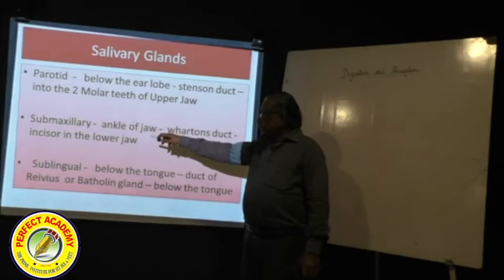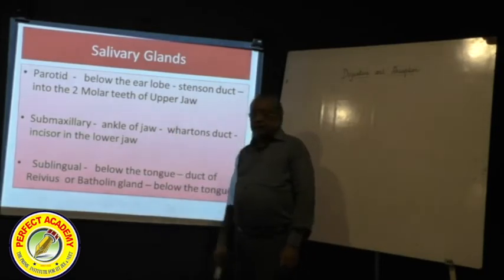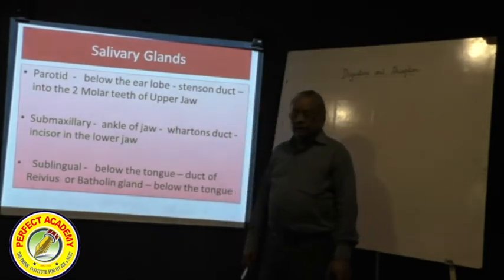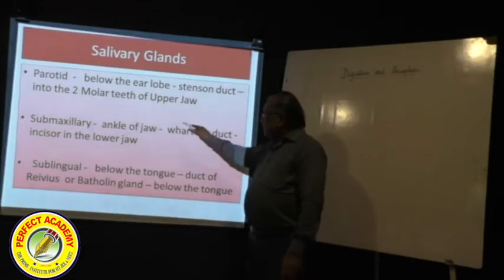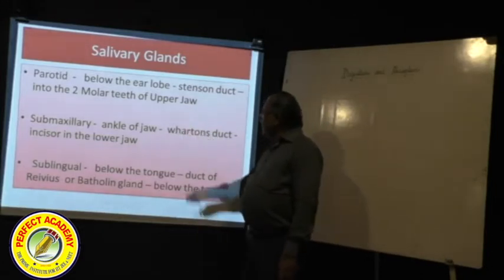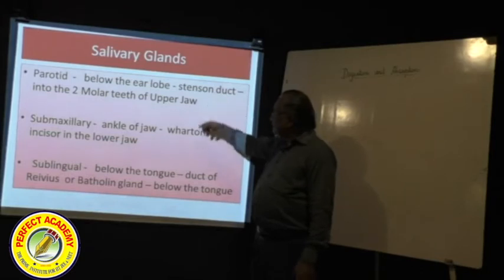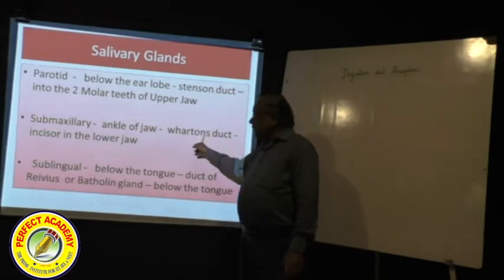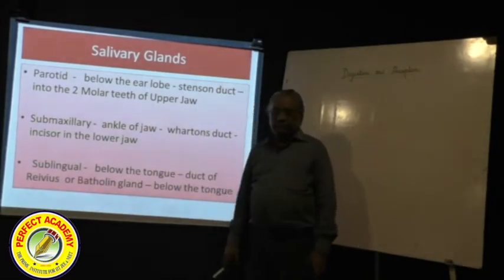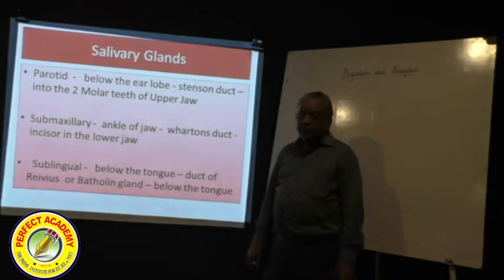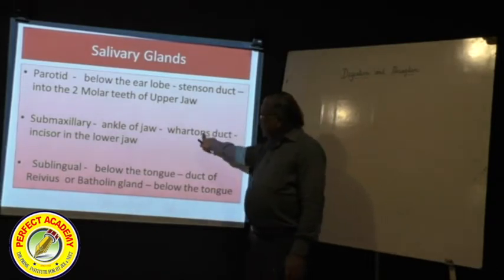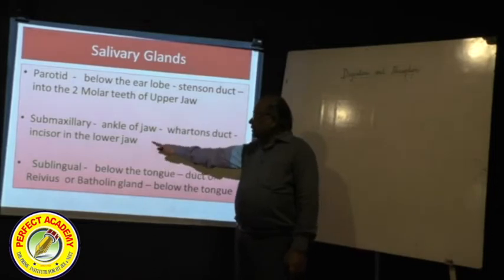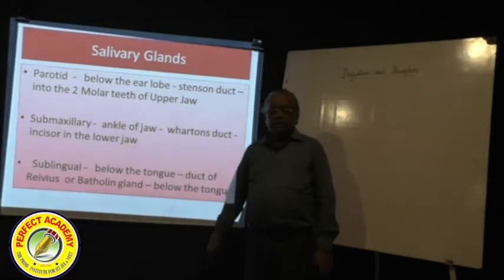Now the submaxillary is located at the angle of the jaw between the upper jaw and lower jaw, and it is connected through the Wharton's duct. That is the Stenson duct. This is a Wharton's duct, and it is connected to the incisor in the lower jaw. So the connecting duct name, where it is connected, and where it is located, all these things you should keep in mind.